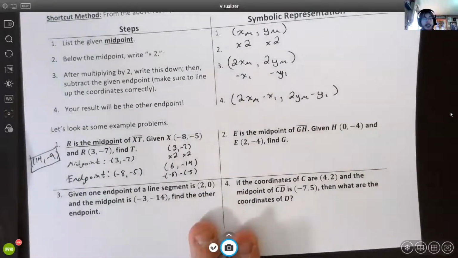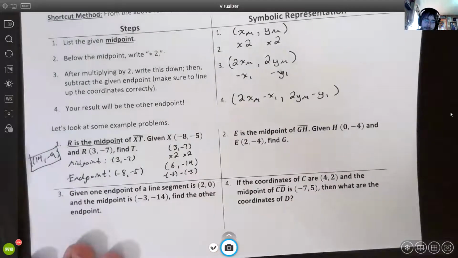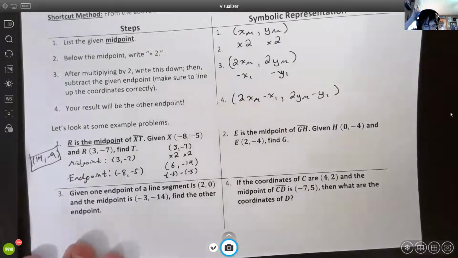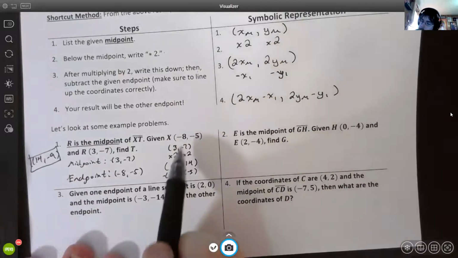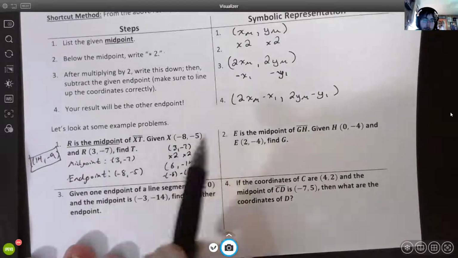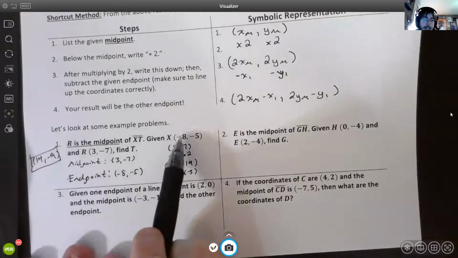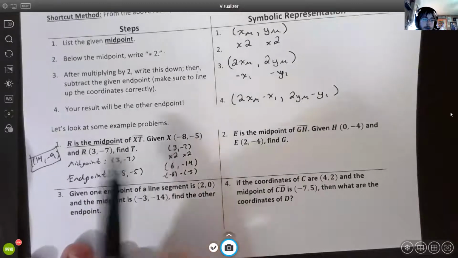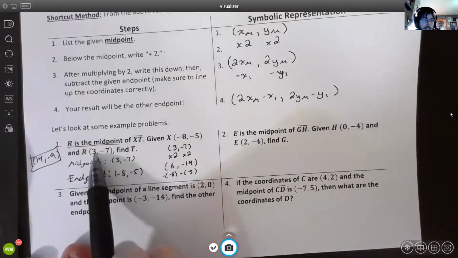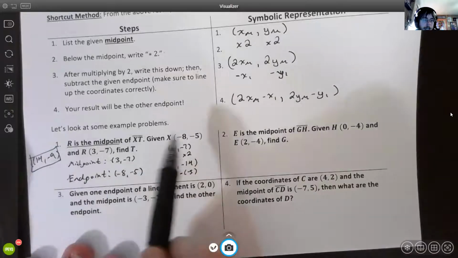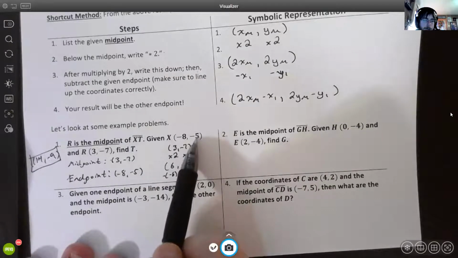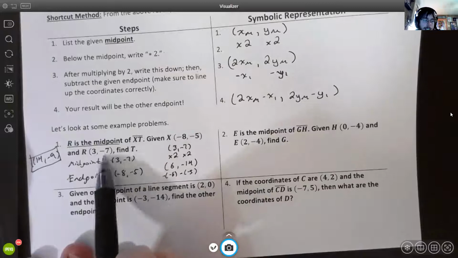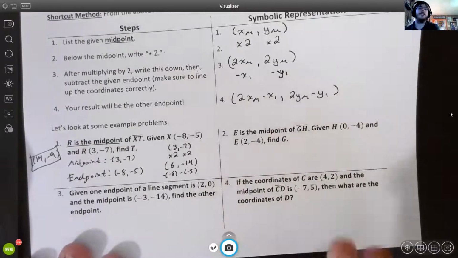Now the way you can check that, you've got 14, -9 here. So you know it's an endpoint, so you can use your other endpoint and see if you get the midpoint back. So 14 plus -8 is 6, divided by 2 is 3. The x checks out. Now we do -9 plus -5, which is -14, divided by 2 is indeed -7, so we did this correctly.